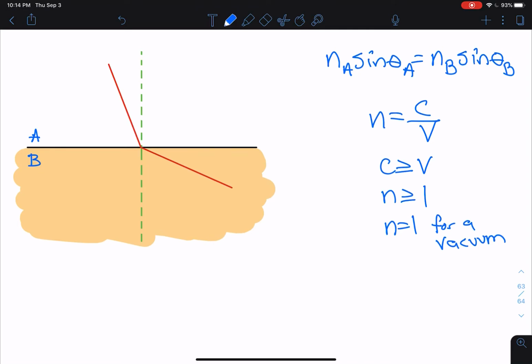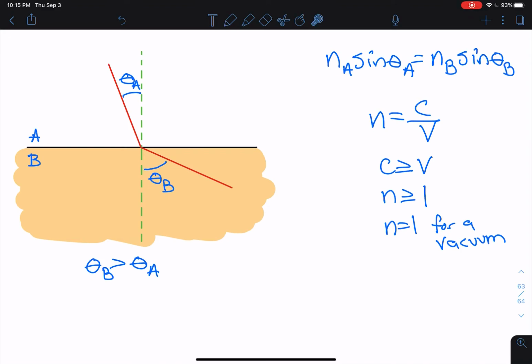As I was just saying a moment ago, these angles are measured relative to the normal. So theta A is right there. That's what this green line is, by the way. It's the normal. It's perpendicular to the interface. And so that's theta A there. And down here, this angle here is theta B. Now, in this particular example that I've got, theta B is clearly greater than theta A. It doesn't always have to be that way. That's just how it is here.